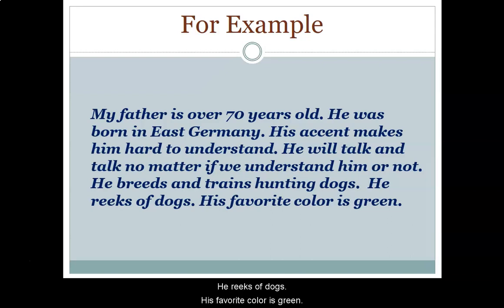He breeds and trains hunting dogs. He reeks of dogs. His favorite color is green. If you had to characterize the type of writing here, you might say it reads like a children's book for a 5-year-old, not something you want in a college-level paper.